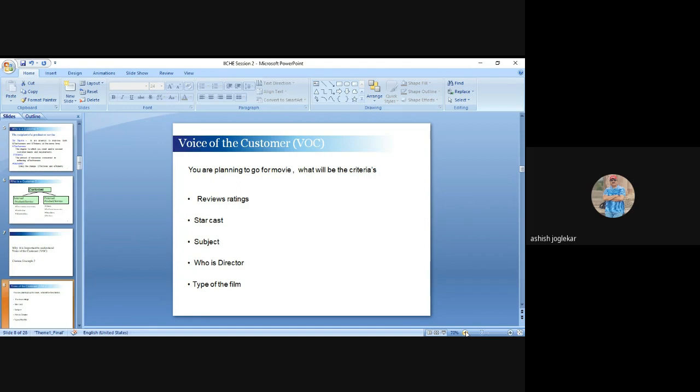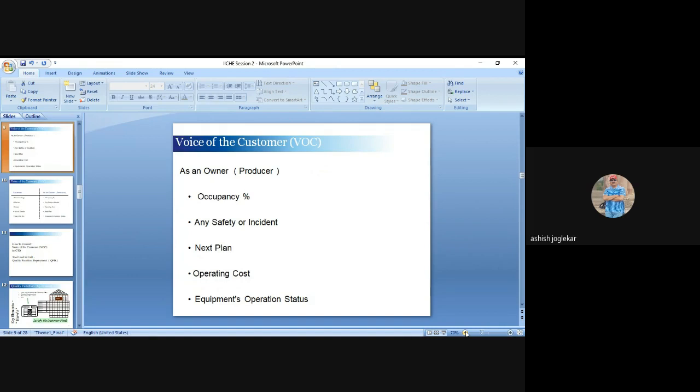The owner of the movie hall or the multiplex, what is he interested in? Occupancy. He wants the hall to be 100% occupied. No safety incident should happen, because the safety of the customer is important. He must have plans available. What is the operating cost and how will it be kept low? And the status of equipment: the screen, the chairs, sofas and other amenities should be available for the customer.